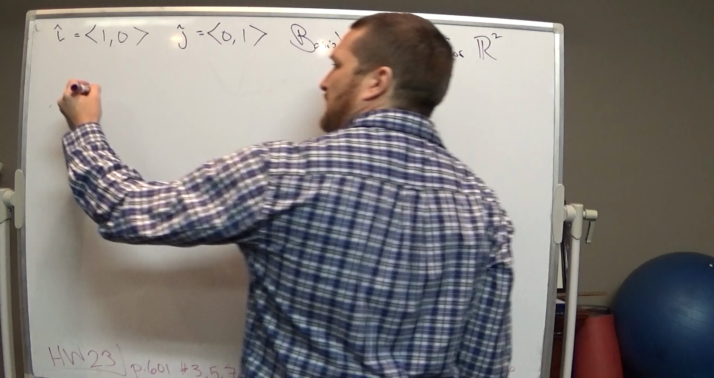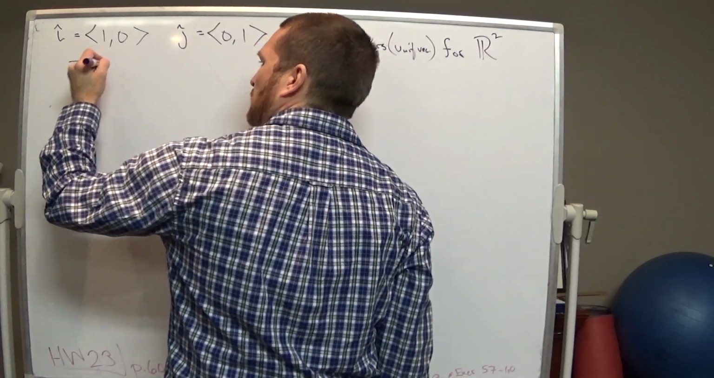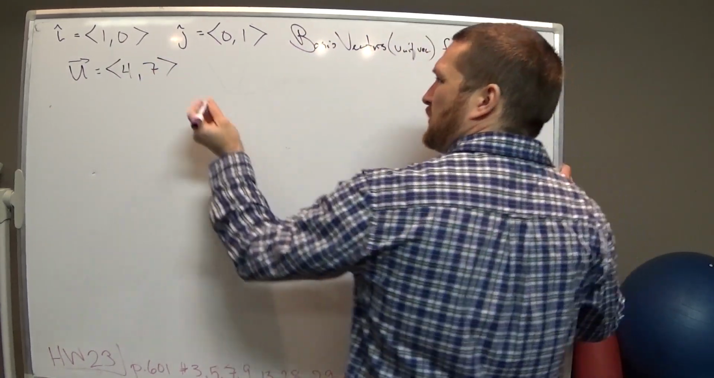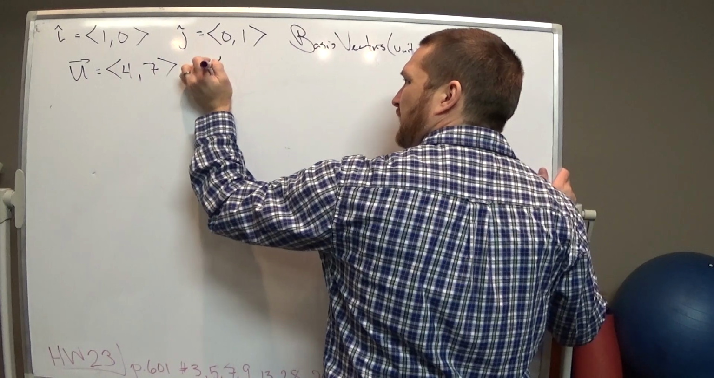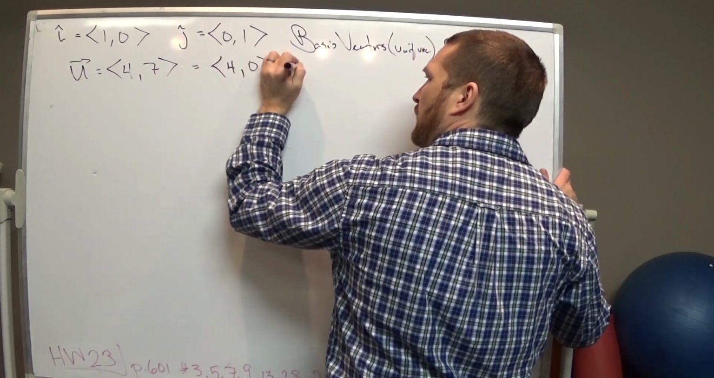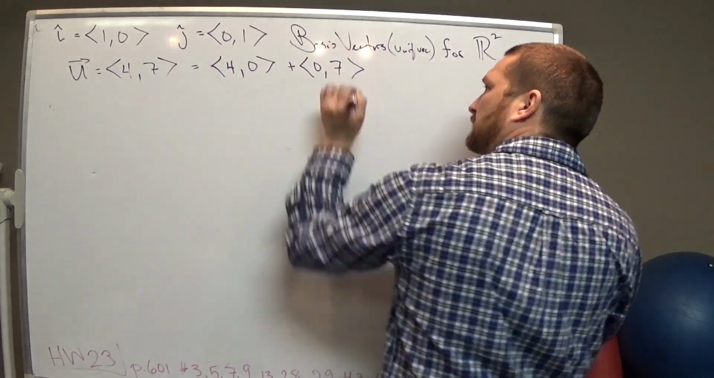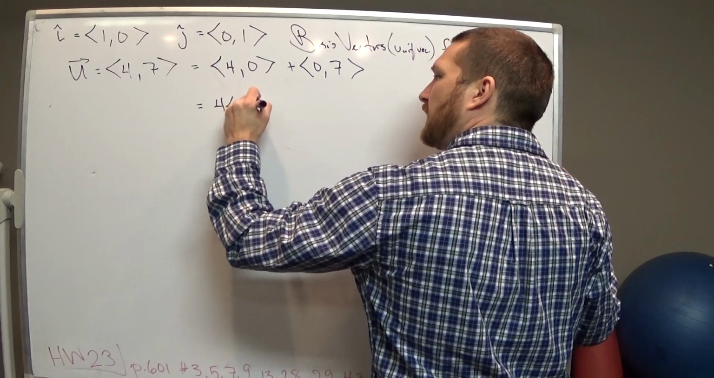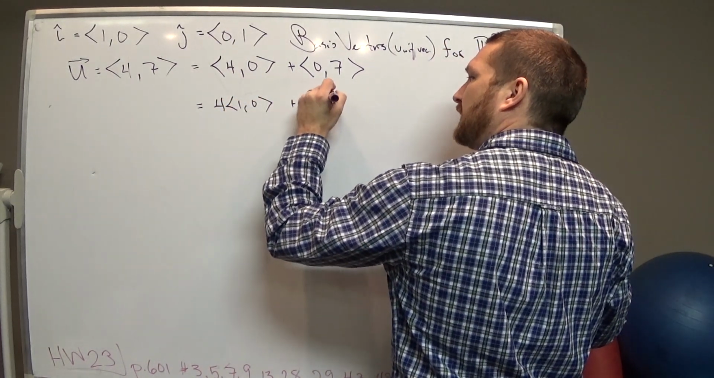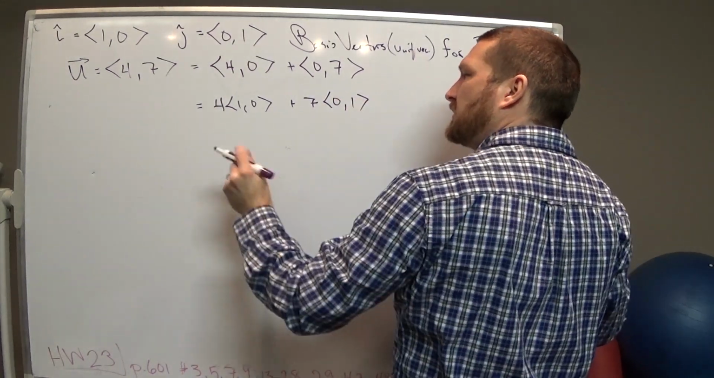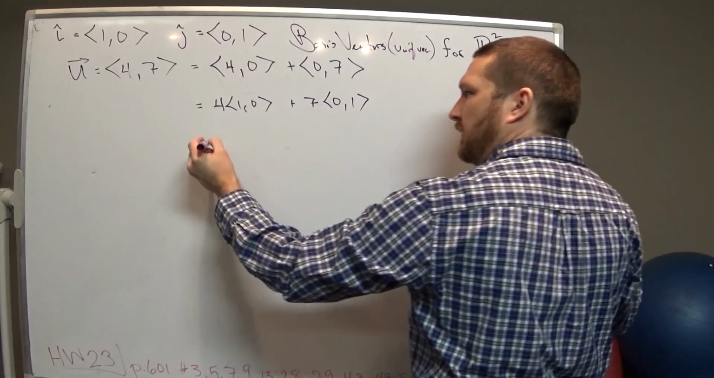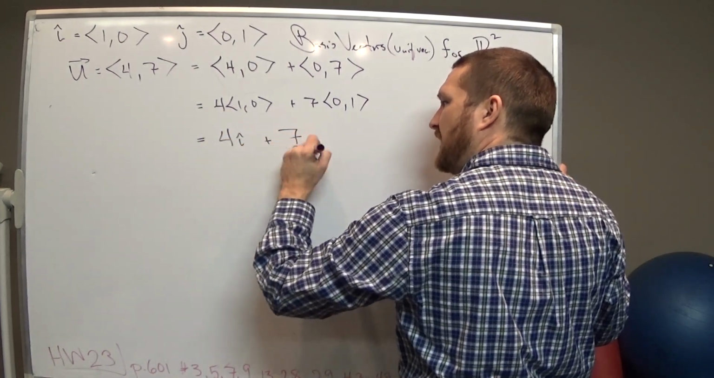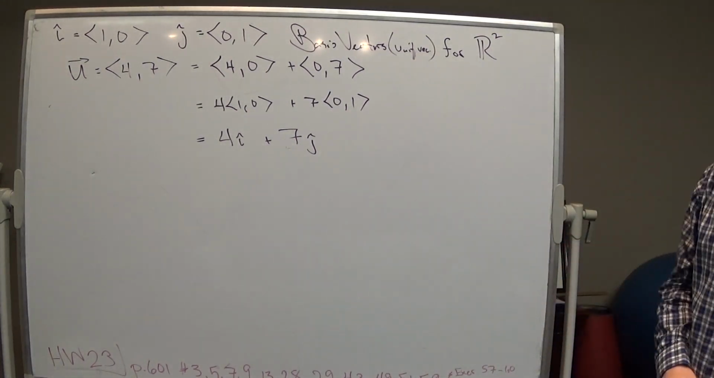So for instance, let's take our old friend u that we just used, which we said was 4, 7. And I could rewrite this guy, because watch what happens when I do this. I could, if I were so inclined, write this as 4, 0 plus 0, 7, which I could write as 4 times 1, 0, just pull out the constants here, plus 7 times 0, 1. And so this vector could be written as 4i-hat plus 7j-hat.